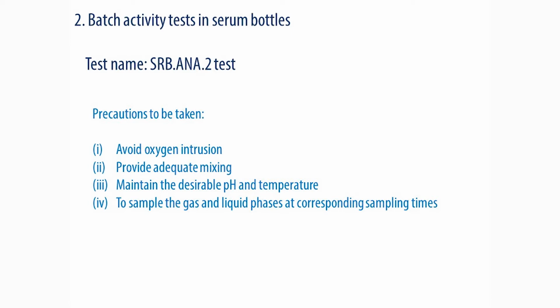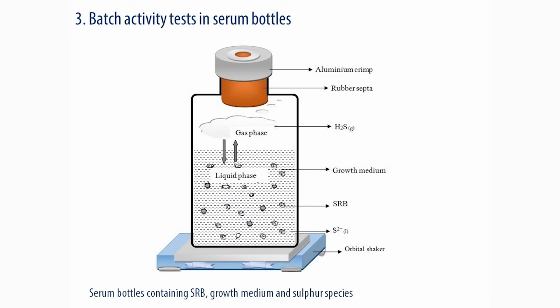In general, strict anaerobic conditions should be maintained by avoiding the intrusion of oxygen. Adequate mixing should be provided to keep homogeneous and well-mixed conditions and also the biomass in suspension. Because SRB are highly sensitive to pH and temperature, they should be maintained at the desired set points and also be monitored as often as possible to avoid potential deviations from the desired ranges. To determine the stoichiometric and kinetic rates of interest, samples should be collected periodically at the corresponding sampling times from both the gas and liquid phases.